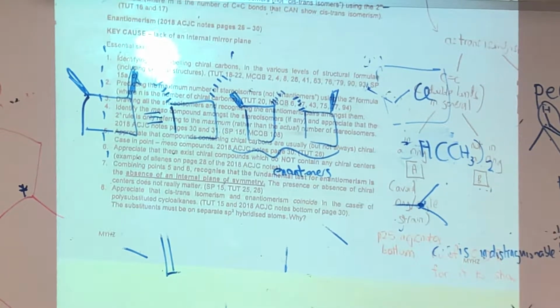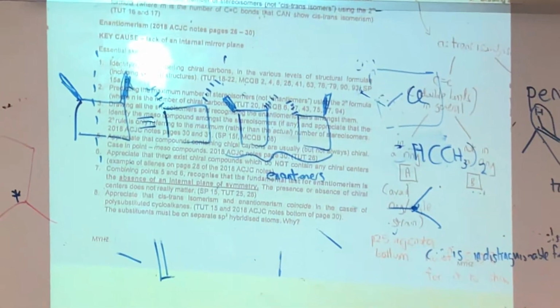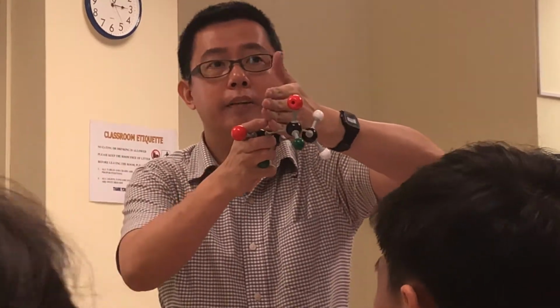I think I got a cis anyway. I got a cis ready here. Let's flip the damn thing. Then it's the other one. Why is it the same? It's because of the internal mirror plane cutting through like that.